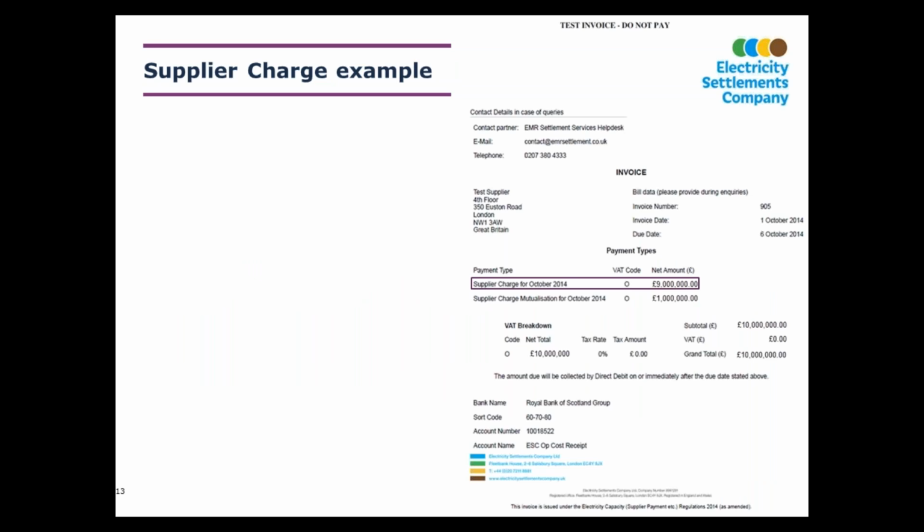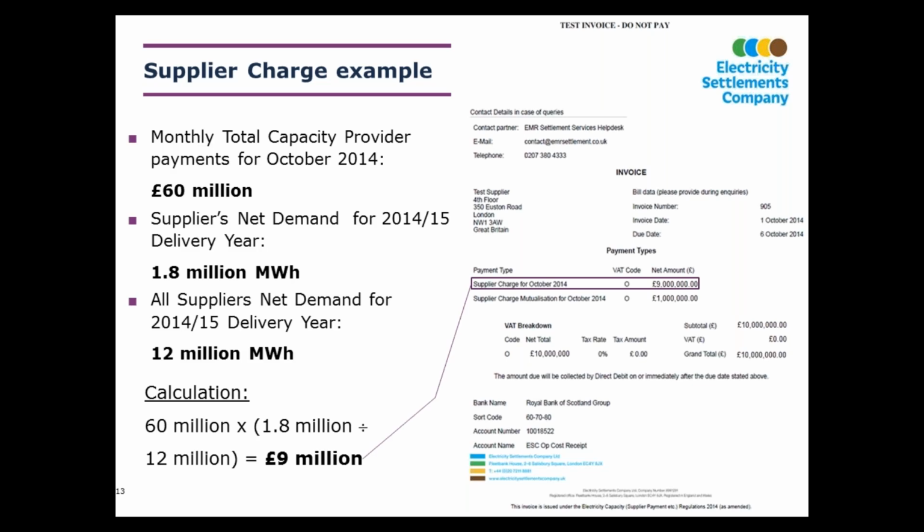So let's move on to an example. Please remember that these are purely fictional numbers and a fictional supplier. And the example invoice that we have displayed, we use fictional data and dates from 2014. So obviously yours should show 2016 when you receive it in October. The invoice on the right had a line that said supplier charge for October 2014 was £9 million. But on the left we've put down some numbers to show you how we got to that number.